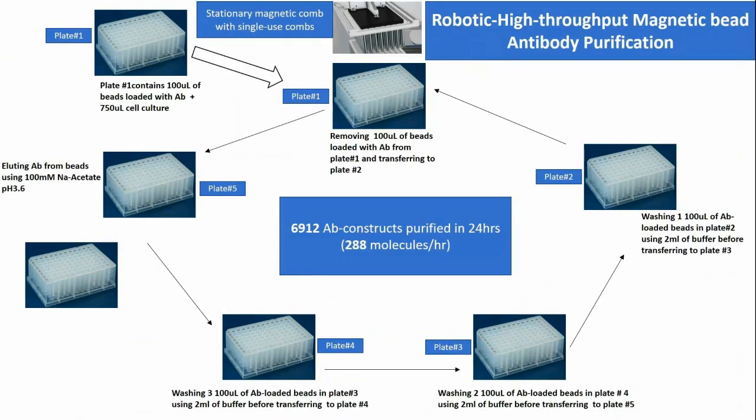This just shows you very briefly how purification can be done on the Kingfisher with all the buffers put in. I'll not go too much into detail here. Again, you can get all the details on the slides. But this is the way the beads and the magnetic plates are moving on the carousel on this system. We have also been able to purify up to 6,912 antibodies in 24 hours.